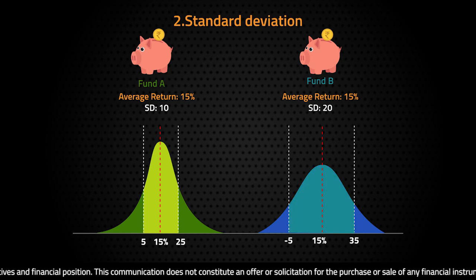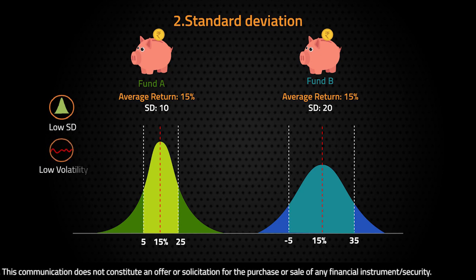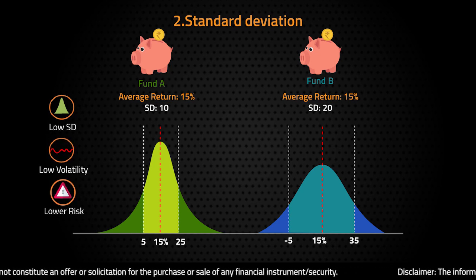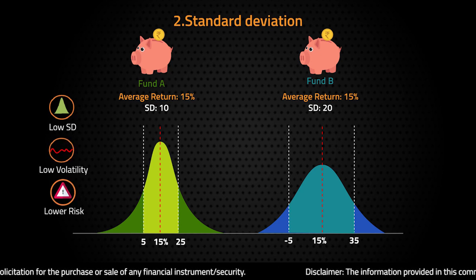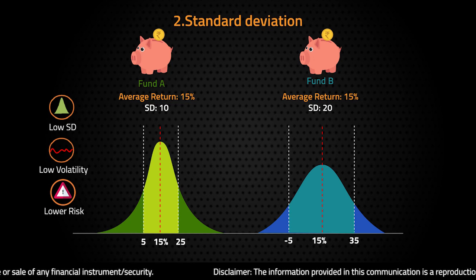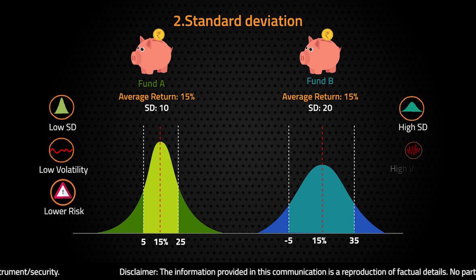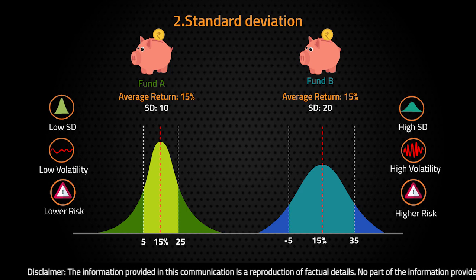In this case, it indicates that fund A is less volatile and it will tend to deliver returns which are closer to your mean, which is 15%. However, fund B is more volatile and it is more riskier since the standard deviation is 20% and it will tend to deliver returns which are little away from your average expected return of 15%.